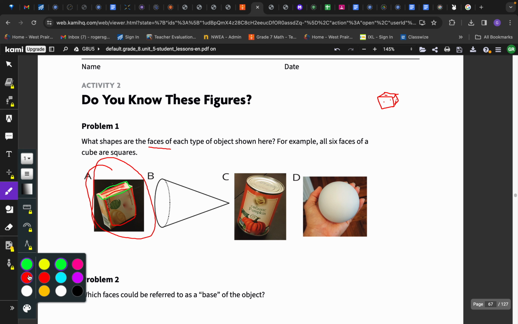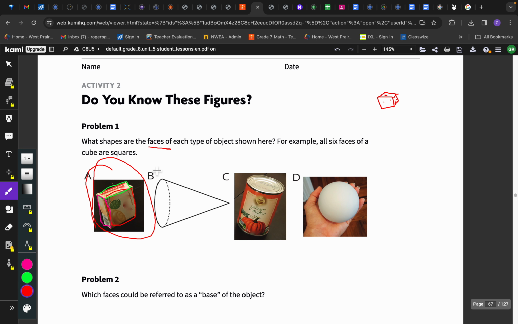That's a rectangle. And then we have one that's almost identical but slightly off. We have this shape right here. That's a rectangle. So it's got 6 faces but 3 shapes, because every side has its matching side on the opposite side.